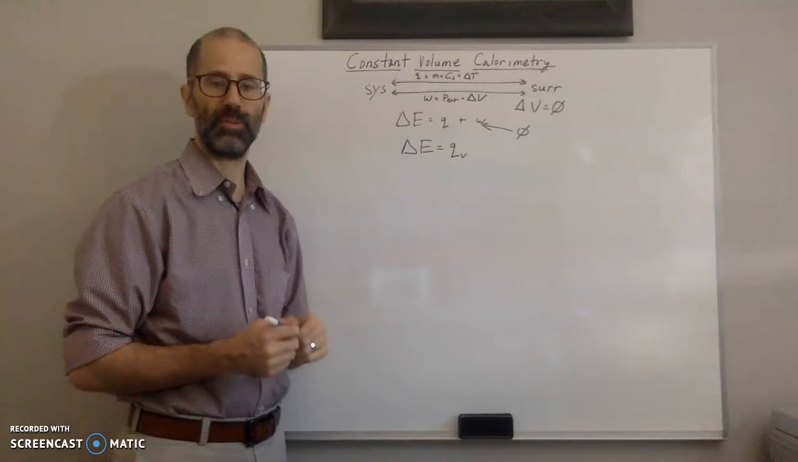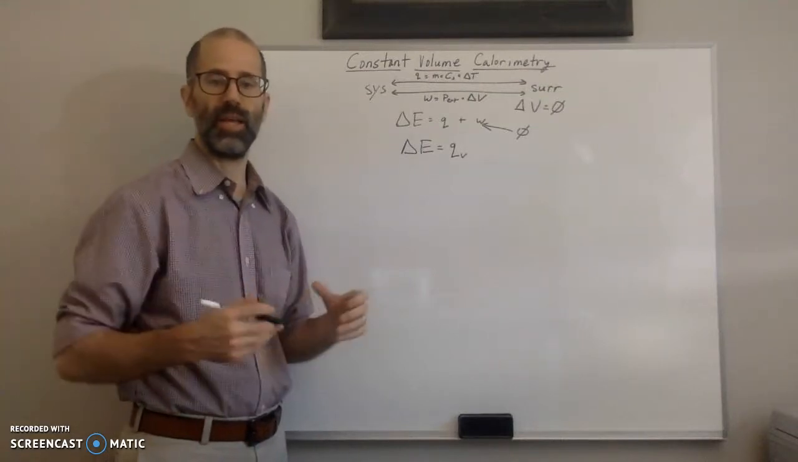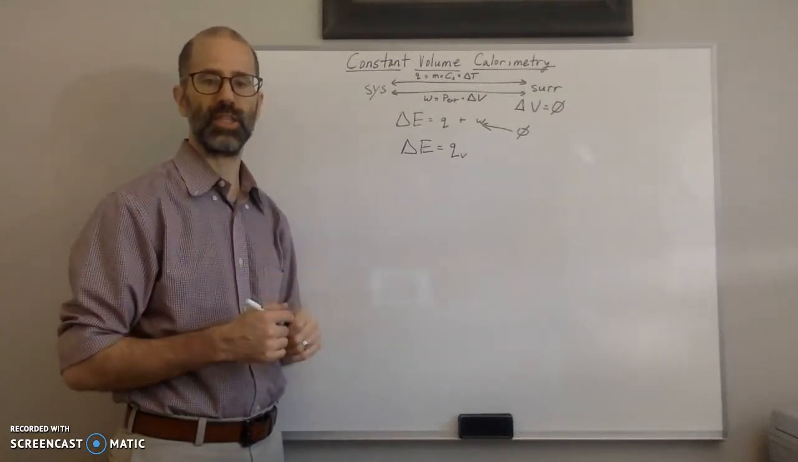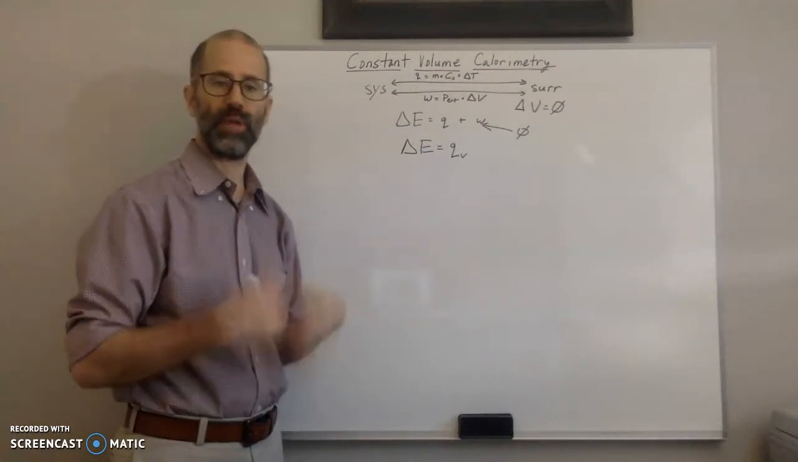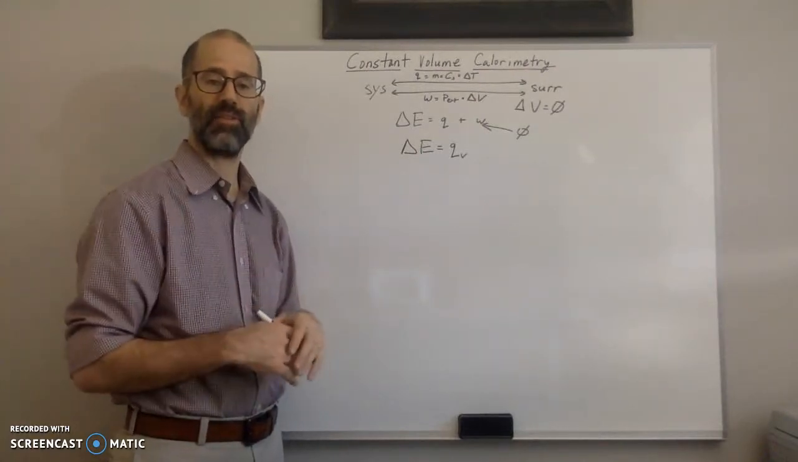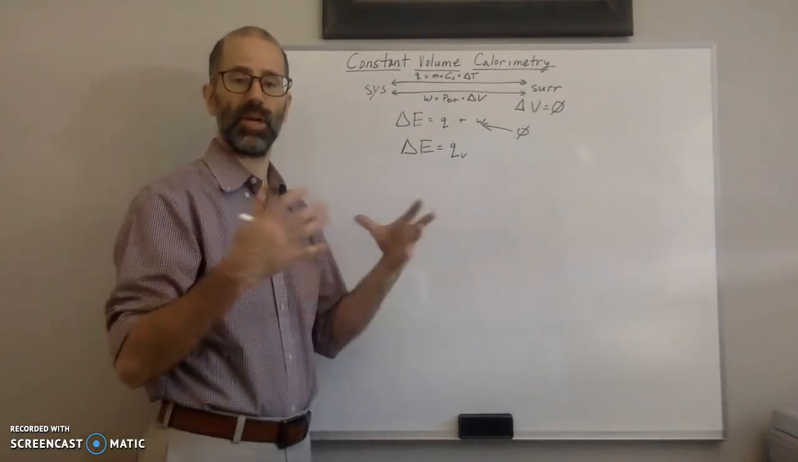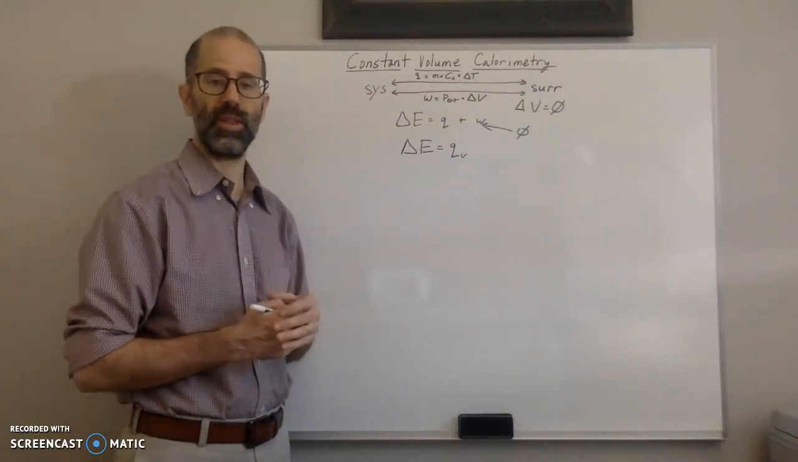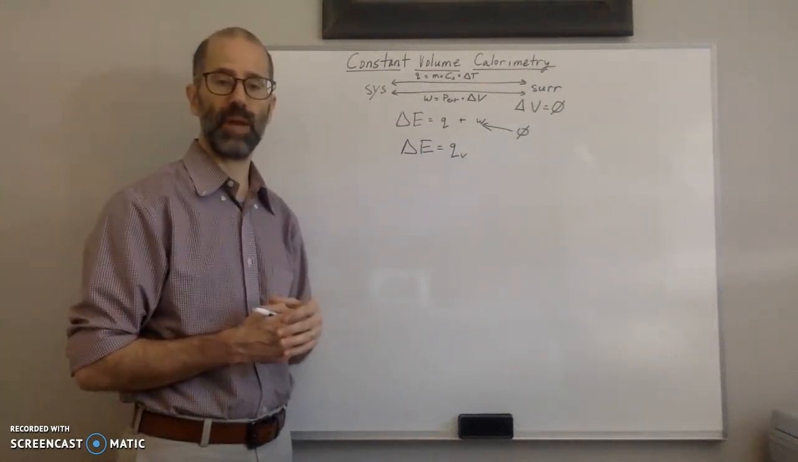And the bomb calorimeter is set up to keep the volume constant. So it's a very rigid container, and so the reaction happens in there, and so it will pick up all the heat, and we will measure the amount of heat using a thermometer.